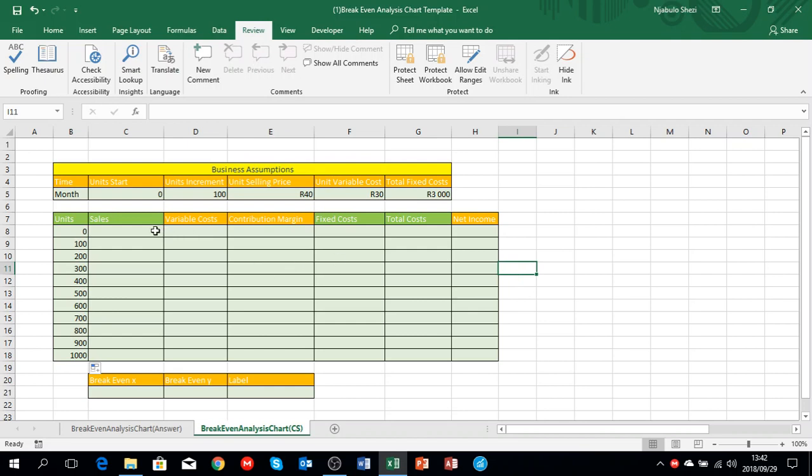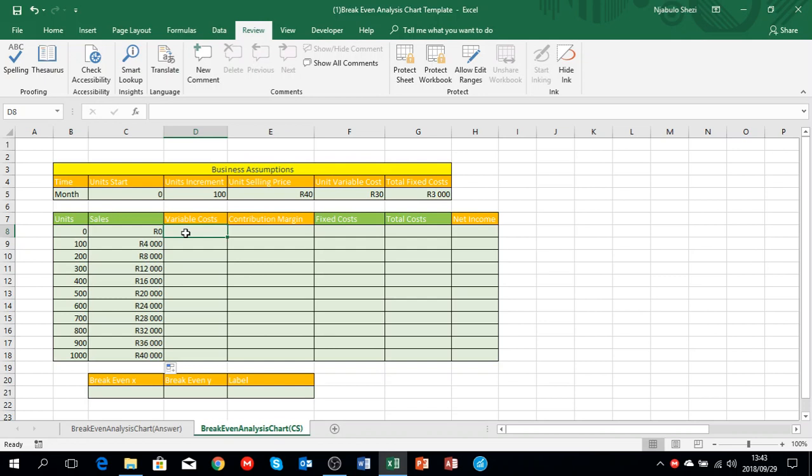And then our sales, of course, are equal to the number of units times our unit selling price, which is 40 rands. And then we lock the cell, guys. We lock the cell, and then we just double click all the way down, and then we save our work. And as I mentioned earlier on, I will be explaining variable cost as we continue with this exercise.